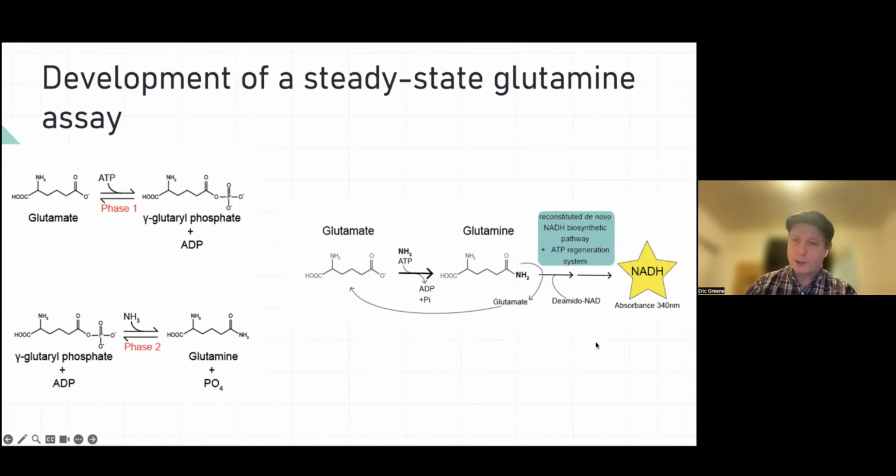So it's 2 downstream enzymes that I added here to facilitate a biosynthesis of NADH. These enzymes are in high enough concentration that they're not rate limiting. And part of the enzyme cycle could regenerate glutamate too. So we have glutamate regenerated and ATP regenerated. And so now we could measure steady state rates of glutamine formation over time.